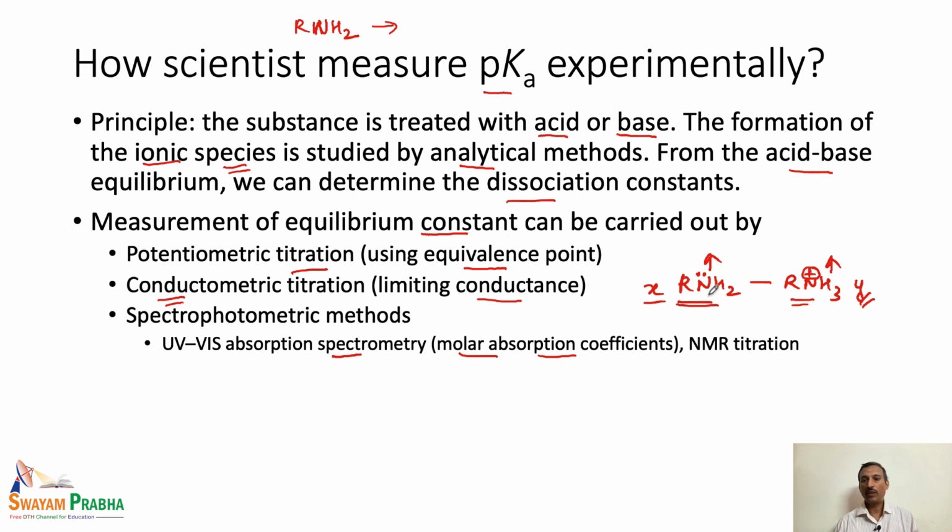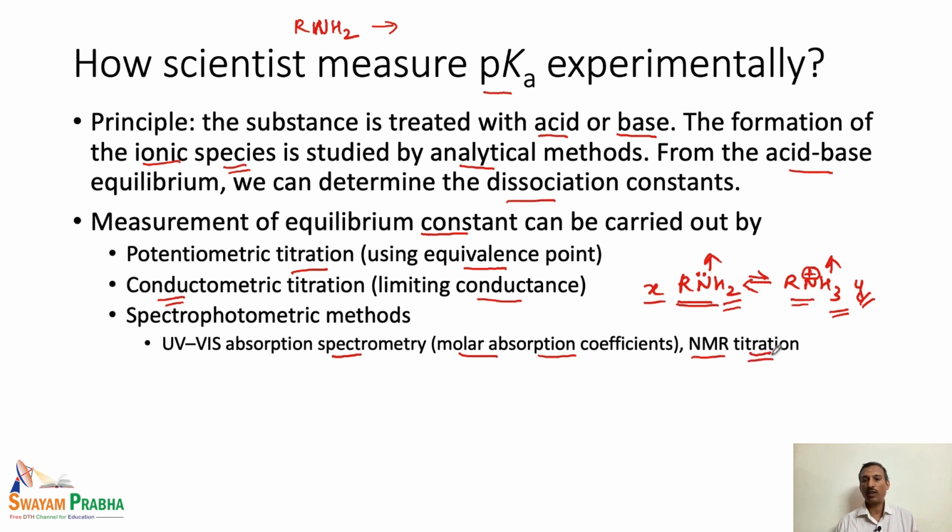Since amines, that is the amino derivatives, have a lone pair, we can make use of the lone pair using ultraviolet or UV-vis absorption spectrometry, and we can measure how the reaction proceeds towards equilibrium. And we can also use NMR titration, because each hydrogen atom will resonate at a different magnetic field strength. Based on that, the free amine hydrogen and the ammonium ion hydrogen are going to resonate at different field strengths, that is at different ppm values. So using NMR also we can measure how the equilibrium reaction proceeds.